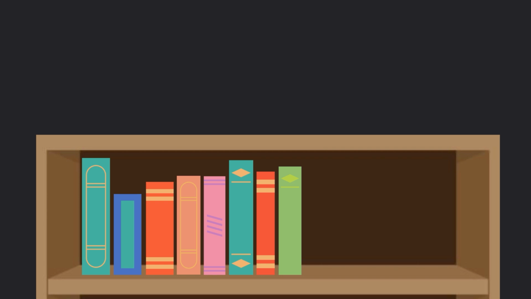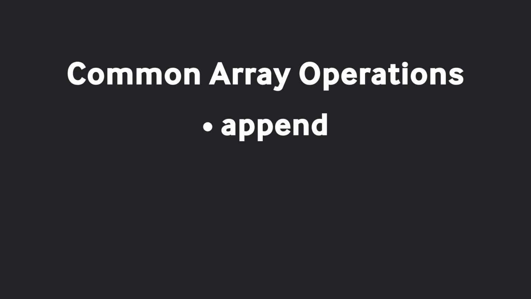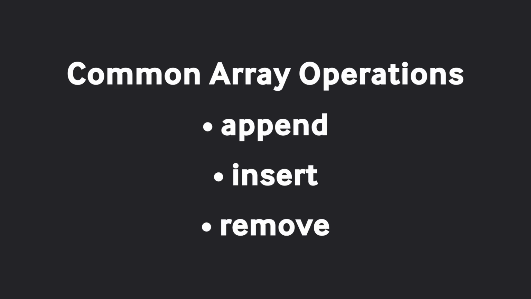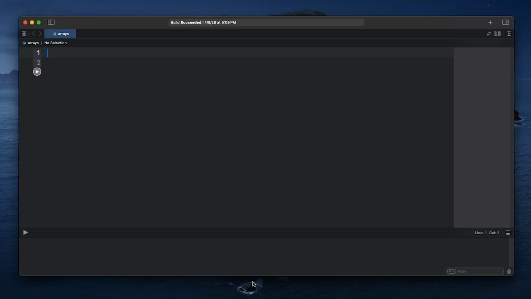In this video, you learn how to create arrays, read values from them, and modify them using common operations like appending new items, inserting them at specific positions, and removing ones that you no longer need. Let's create our first array. In Swift, you declare an array like this: var books equals, and your list of books separated by commas in a pair of square brackets.